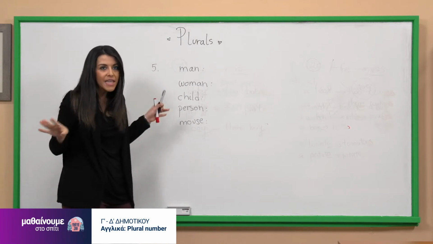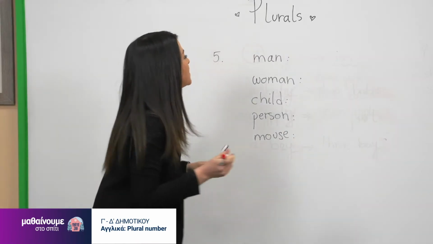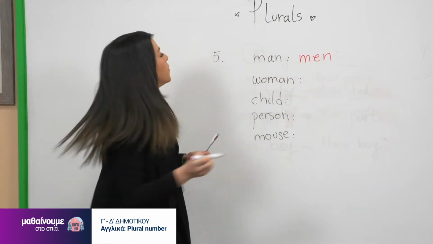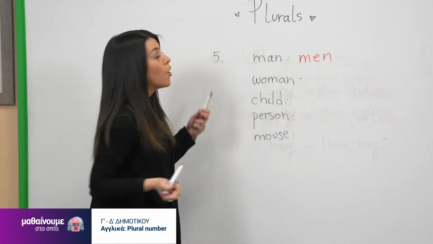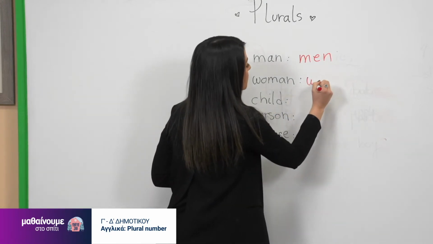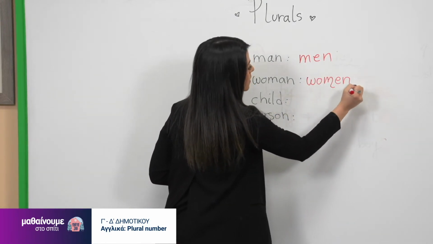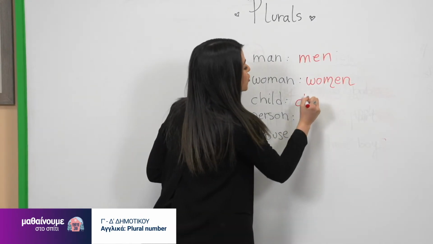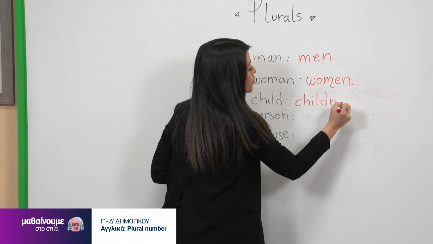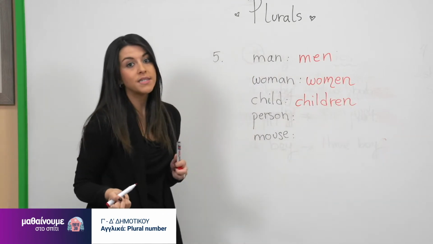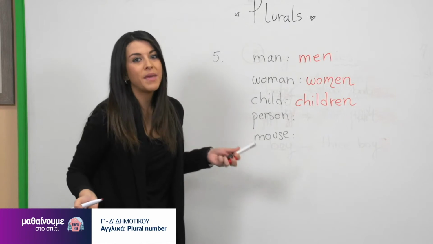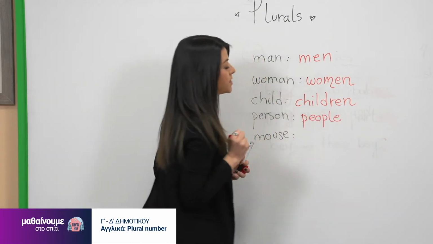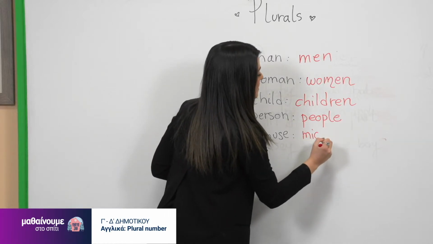So what happens here? They change completely, αλλάζουν. So man becomes men. 1 man, 2 men. We change the A, and we put an E. Woman becomes women. Okay? 1 woman, 10 women. Child becomes children. For sure you've heard of this. I'm sure you know it. Then person, people. And mouse becomes mice. Okay?